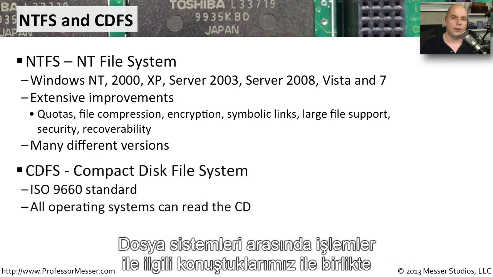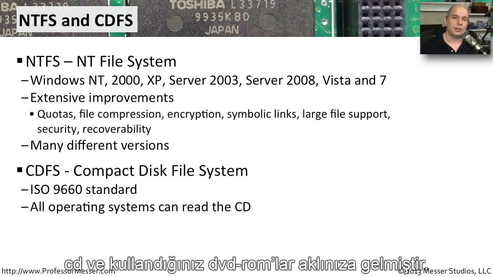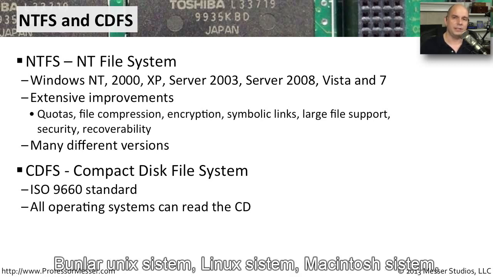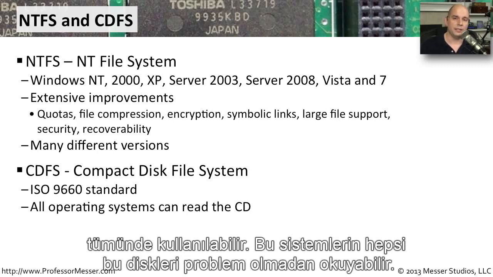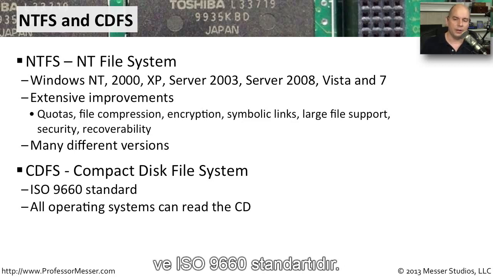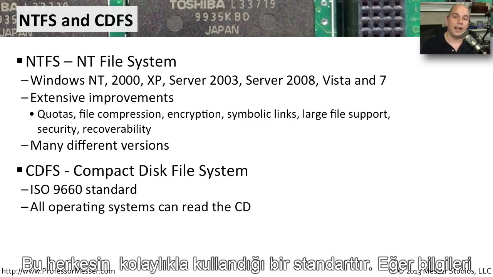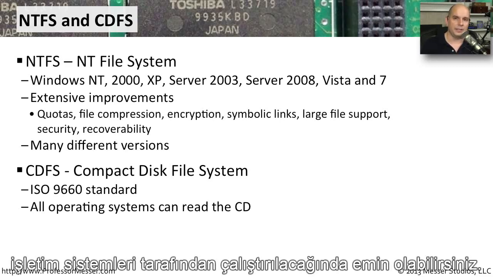With all the talk of interoperability between file systems, one type of media you'll notice is very common and works on almost any operating system, and that's your compact disc or your DVD-ROMs that you use. Those can be put into a Unix system, a Linux system, a Macintosh system, a Microsoft Windows system, and all of those systems can read those disks without any problem at all. That's because it's a standardized format called the CDFS, the Compact Disc File System, and it's an ISO standard number 9660. This is a standard that everybody is using, and it makes it very simple. If you wanted to write information to a CD, you can be assured that that CD will work in all of those different operating systems.